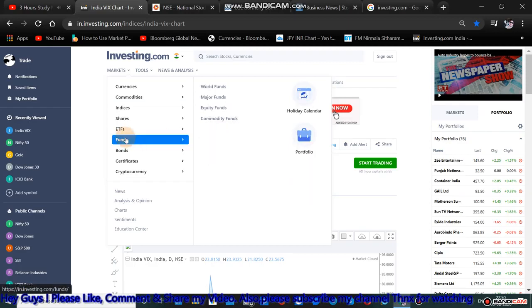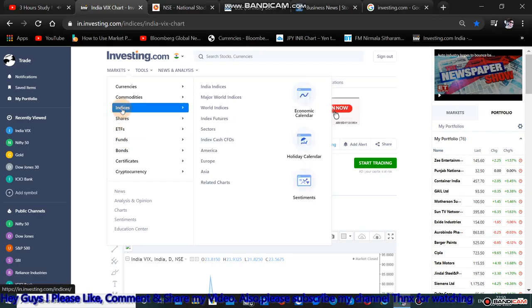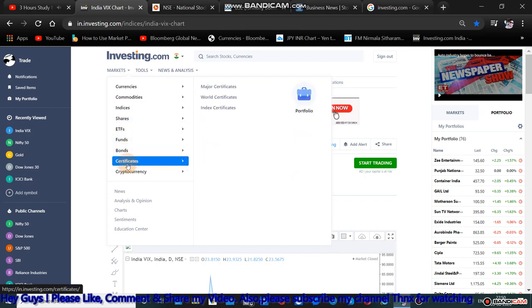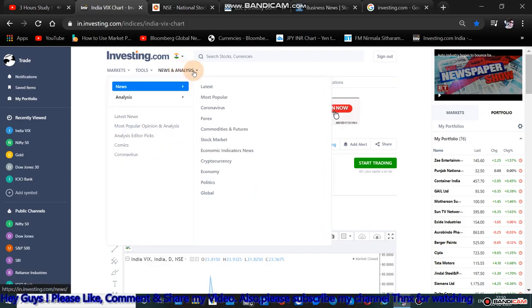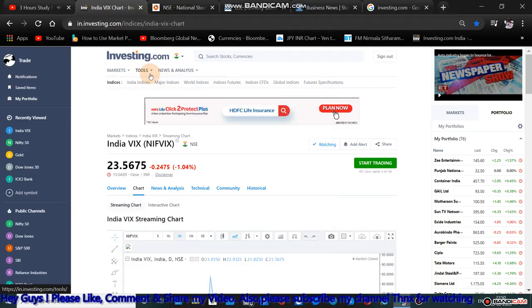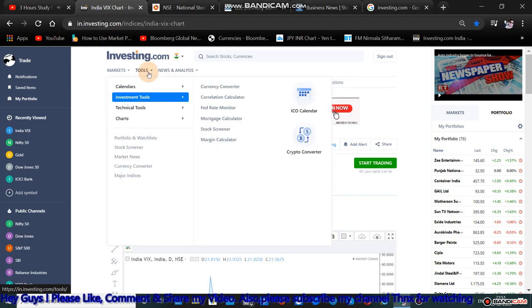And then you can check funds, you can check ETFs, you can check shares, you can check indices, bonds, and certificates, cryptocurrency, everything. This is a very good portal. You guys should use this portal, right? And you can click on news and analysis, and you can click on latest news, most popular news, coronavirus news, forex, which is foreign exchange, commodities and futures, stock market, economic indicators news, cryptocurrency, economy, political, global. And apart from that, you can click on tools.